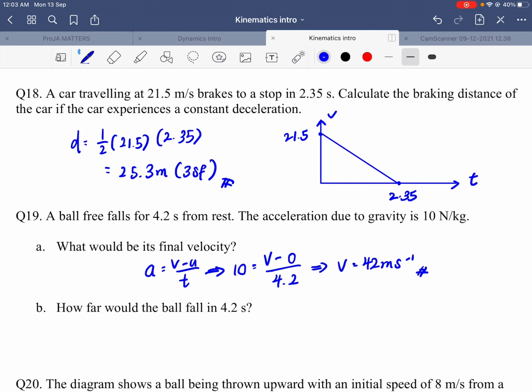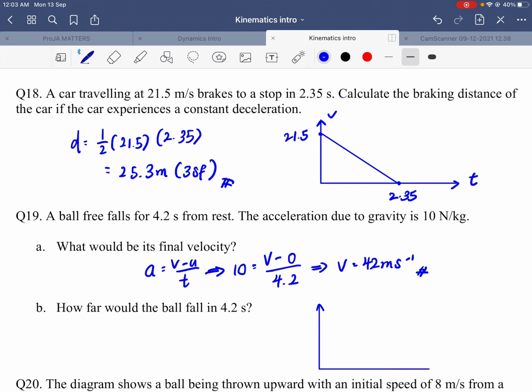Okay. How far would the ball fall in 4.2 seconds? The one thing about O-level kinematics is that every time they ask you how far a ball will fall, how far something will travel, it's always just them asking you to find the area under a velocity time graph.